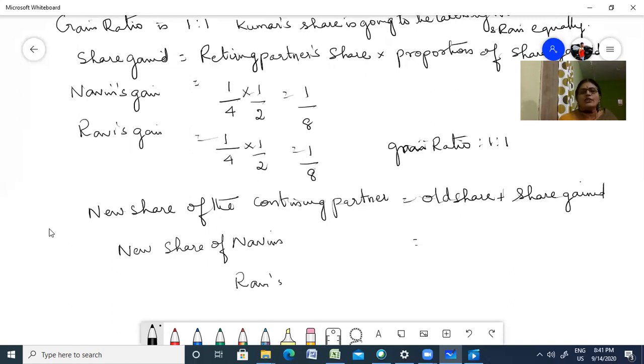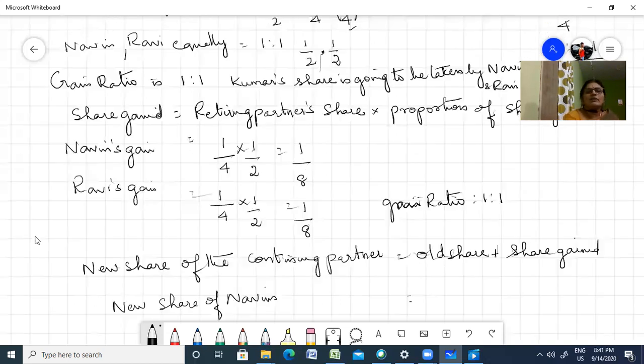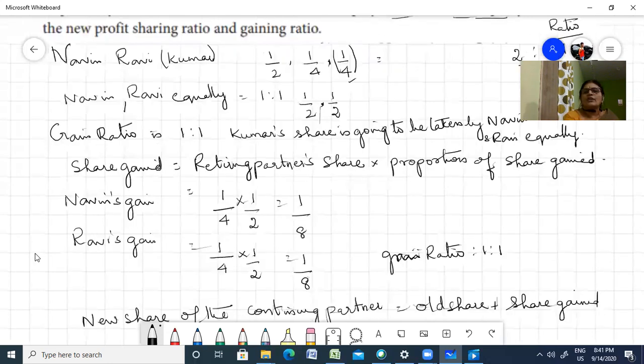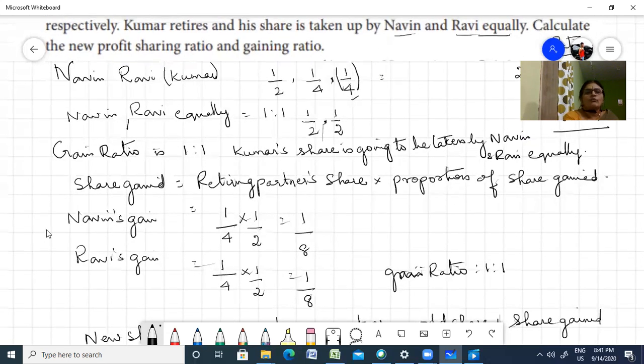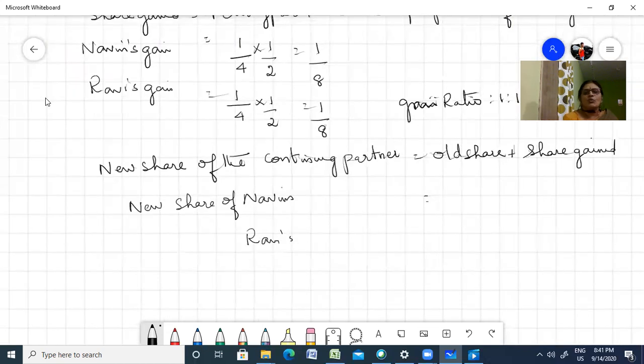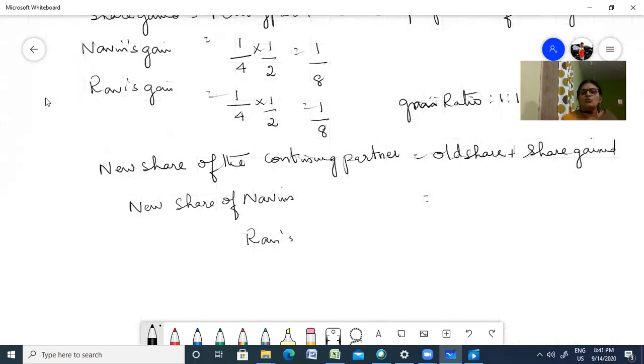What is the old share that they were getting? Let us go into the problem and see. Their old share is 1/2 and 1/4. Right. So the old share is 1/2 and then 1/4. And what is the gain? Plus 1/8. This is the gain.